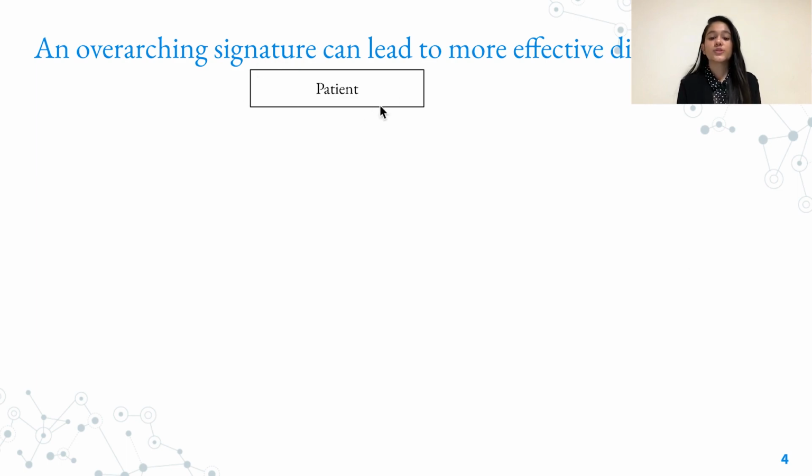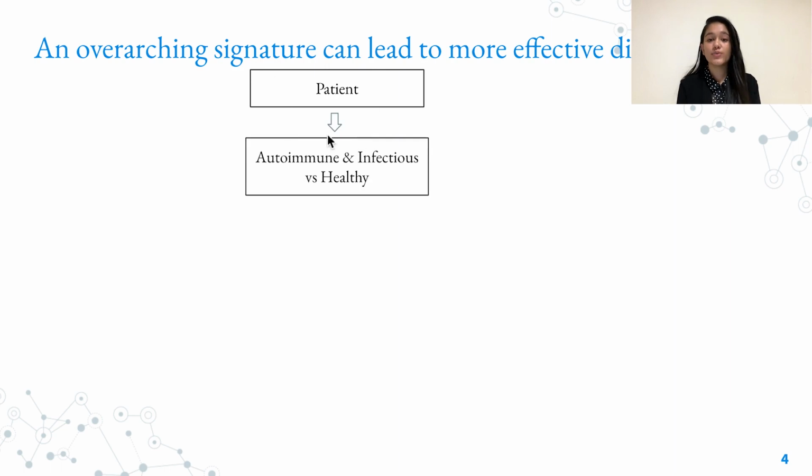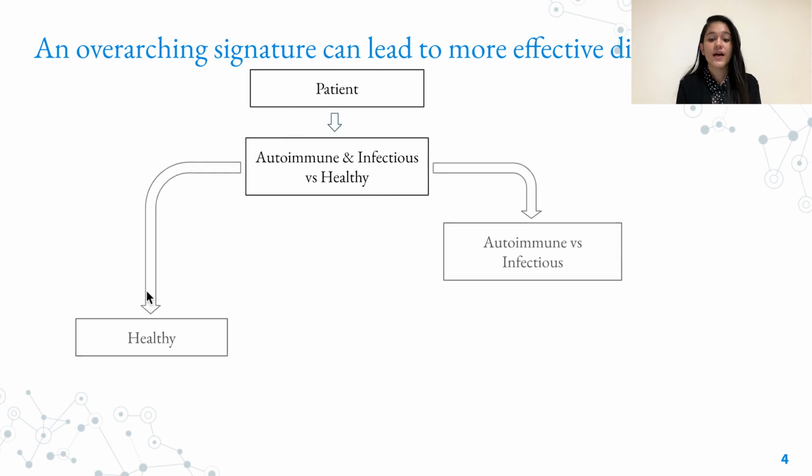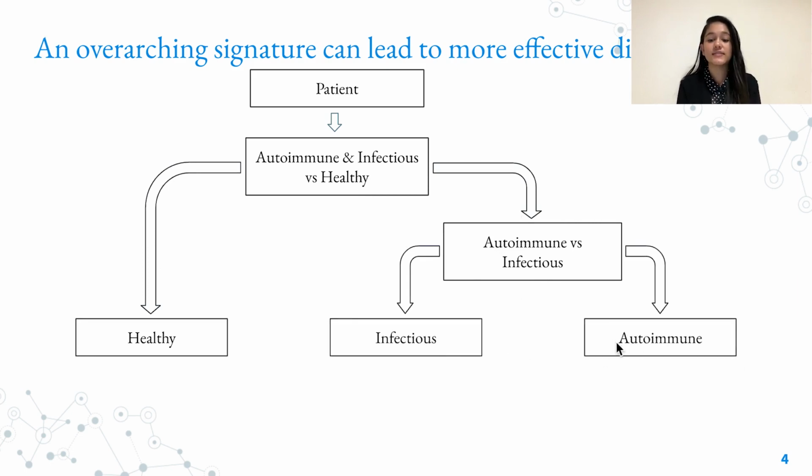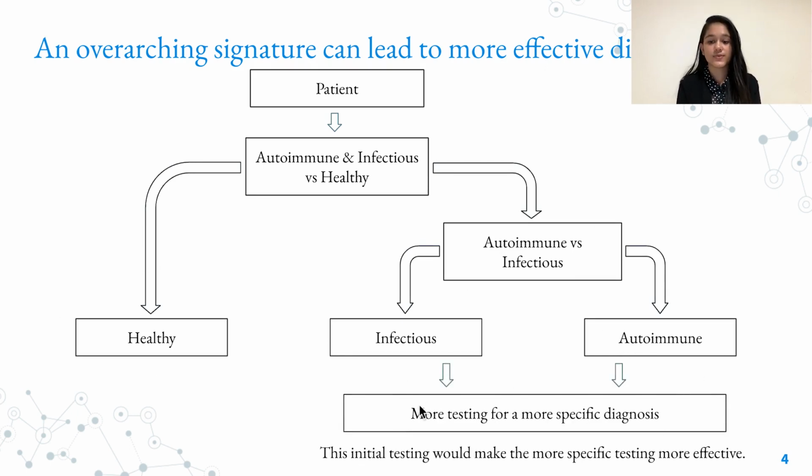We would start with the patient and then use an autoimmune and infectious versus healthy signature to separate the healthy and disease samples. Then we would run this through the autoimmune versus infectious signature, so we know which general category of disease the patient is experiencing. From here, we can run more tests to get a more specific diagnosis.